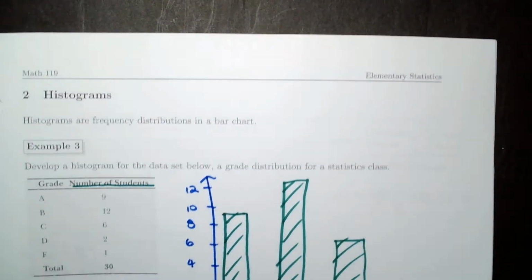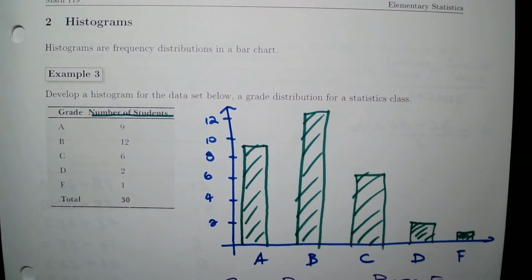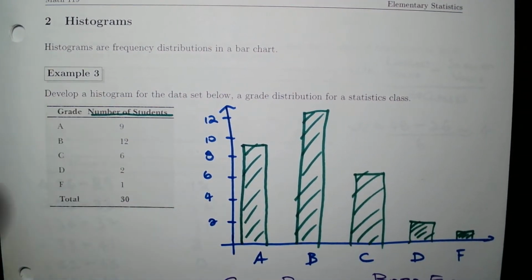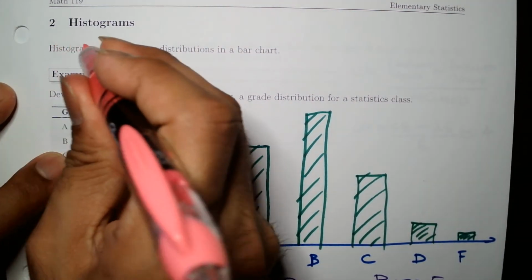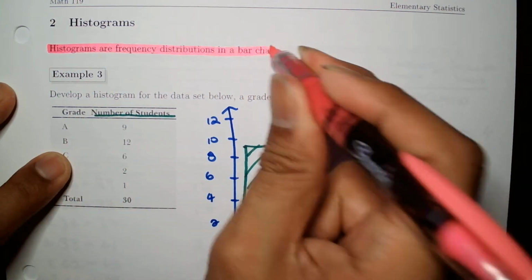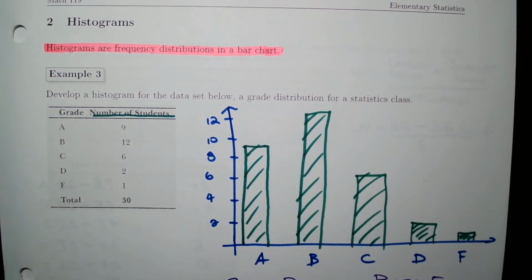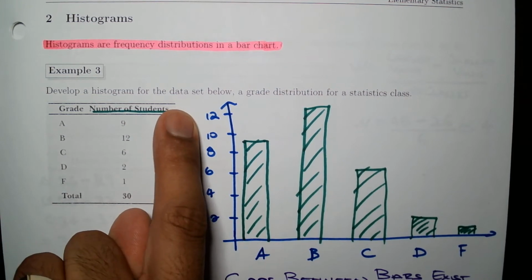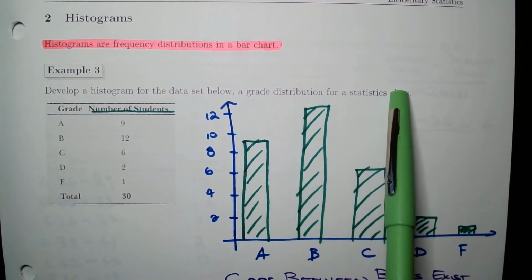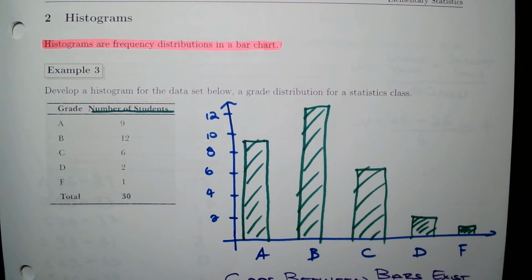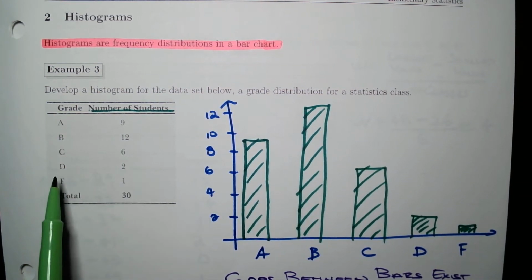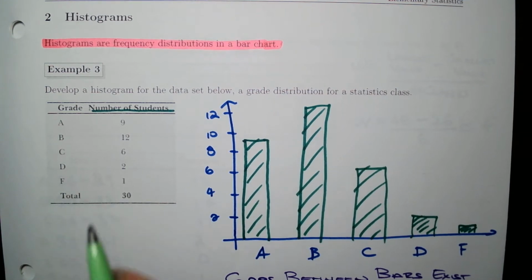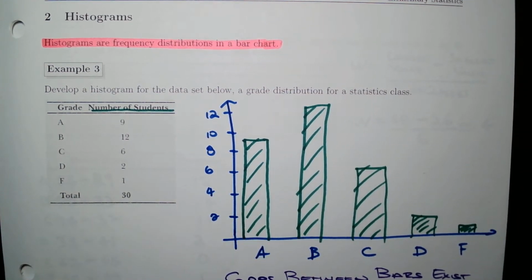All right. What about histograms? Histograms are like bar charts. Histograms are basically frequency distributions in a bar chart. So that's how we can define a histogram. So we're going to develop a histogram for the data below that represents the grade distribution for a statistics class. And in this case, we're listing the number of A's, the number of B's, the number of C's, the number of D's, and the number of F, which in total we have 30.